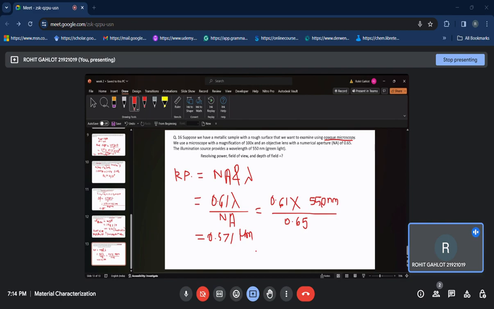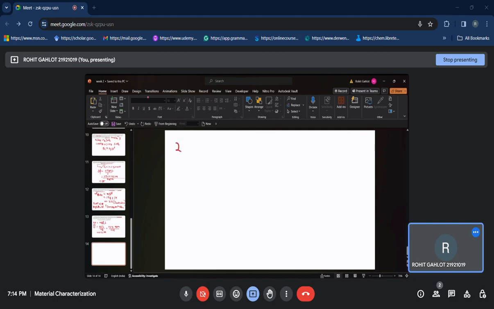If we talk about the field of view, as I just discussed, this is the area of the specimen visible through your eyepiece. It depends on the magnification of the microscope and the diameter of the diaphragm. For 100 times magnification of your objective lens, the field of view is around 0.2 mm, or 200 micrometer. And the depth of field is around 1 micrometer.